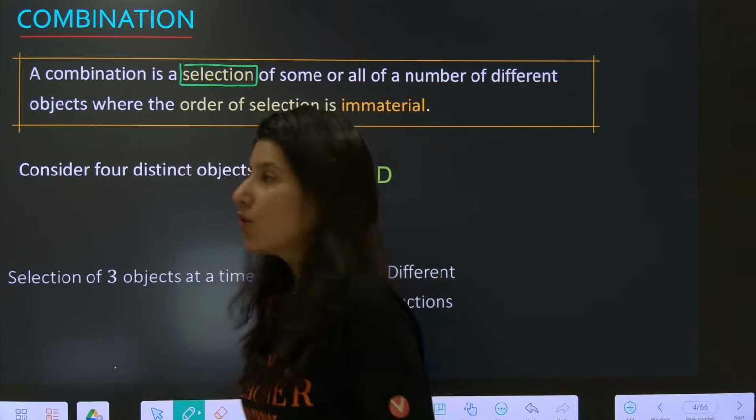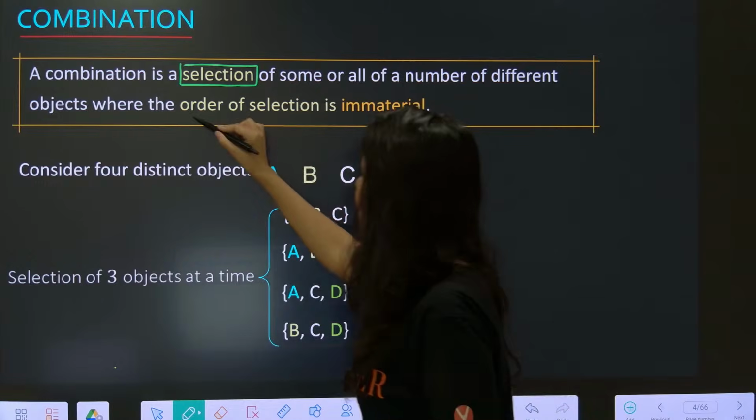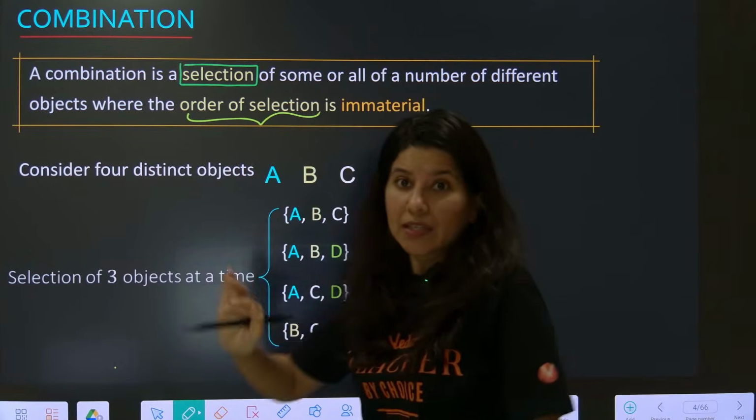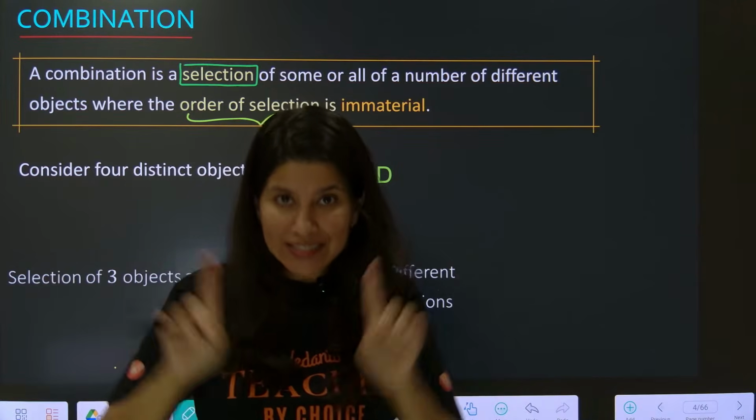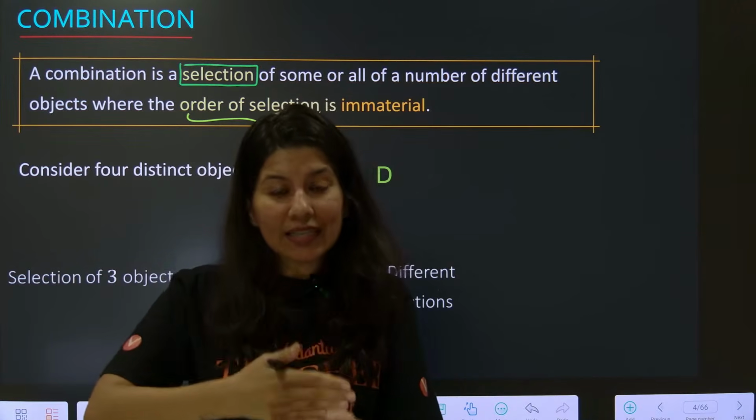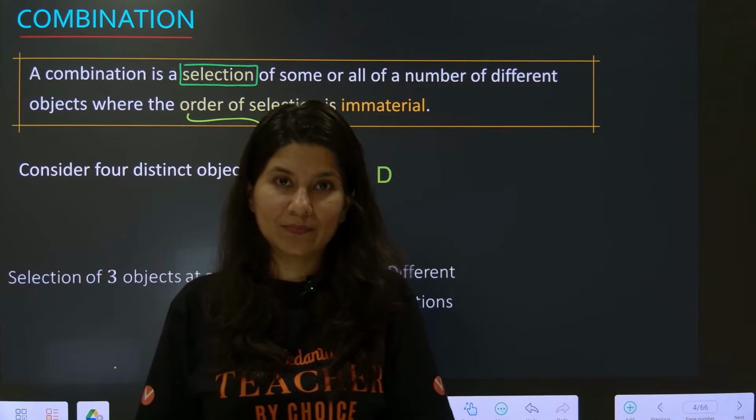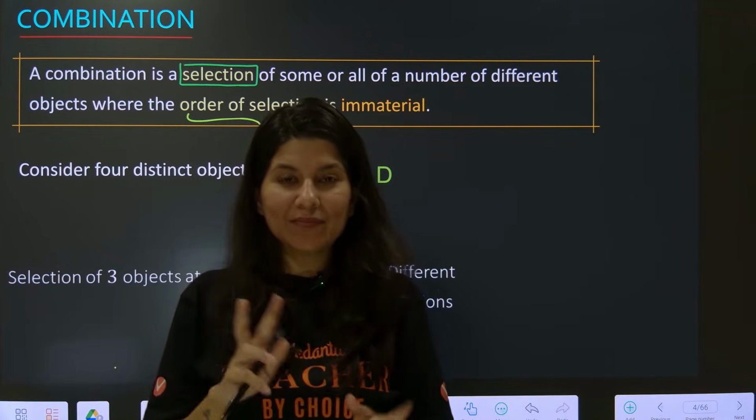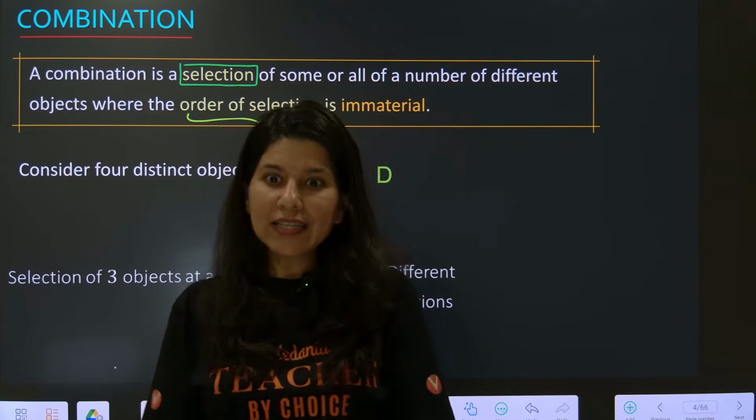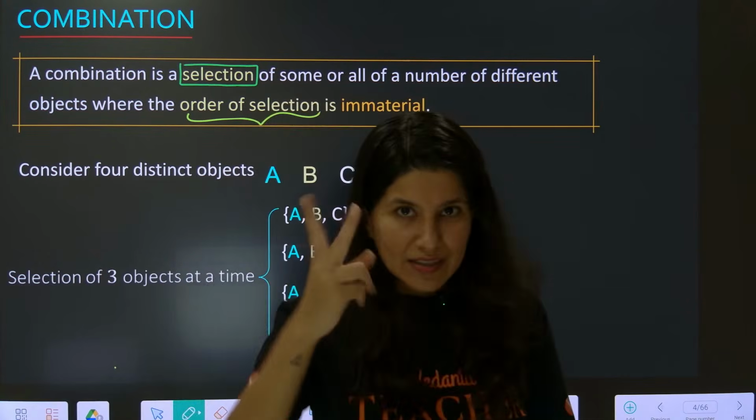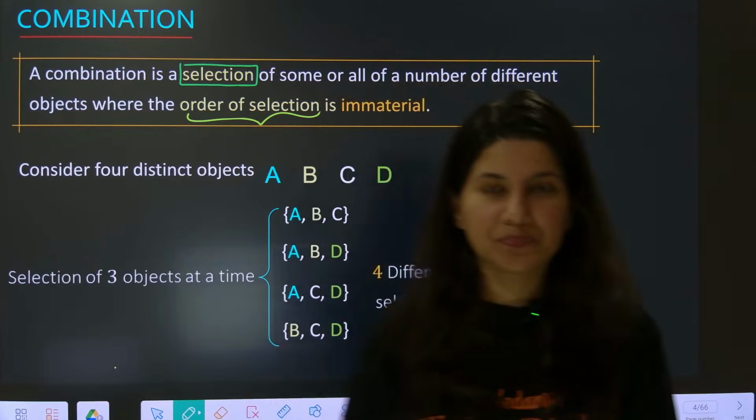Understand here that the order of selection is immaterial. Dairy Milk, Kit Kat, Bournville will be the same as Dairy Milk, Bournville, Kit Kat. Same thing, right? The arrangement doesn't matter.